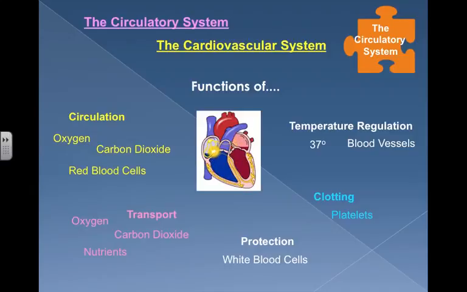And it removes waste products, so as I said, getting rid of carbon dioxide and water, and it transports hormones to cells and organs. And it tries to regulate your body at a steady temperature of 37 degrees.